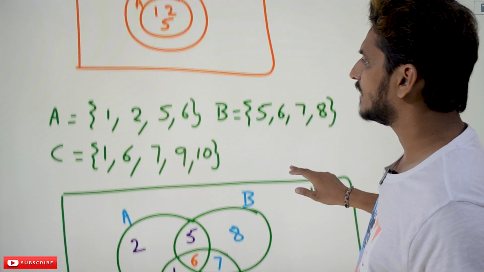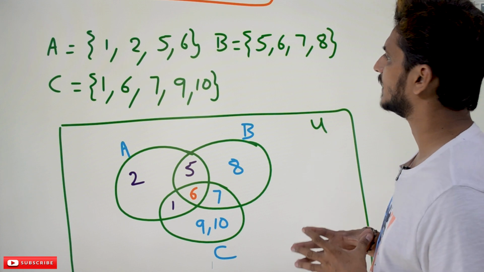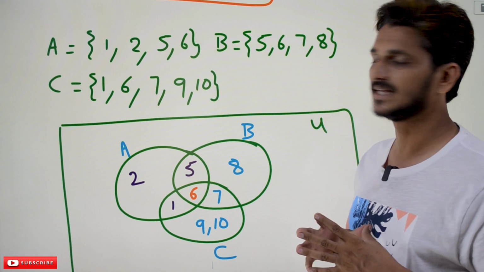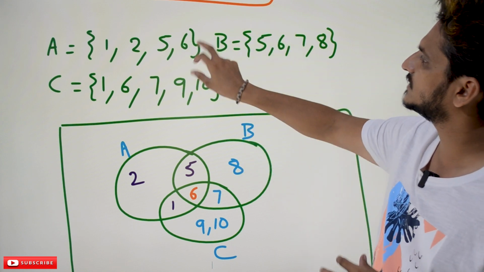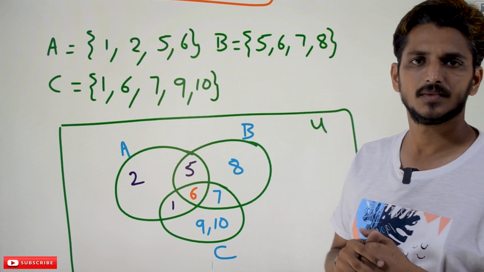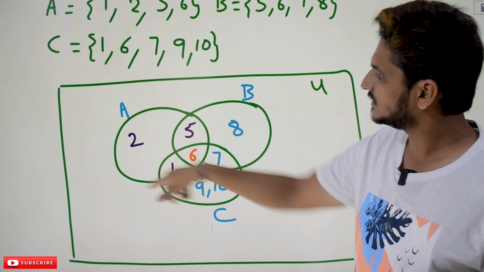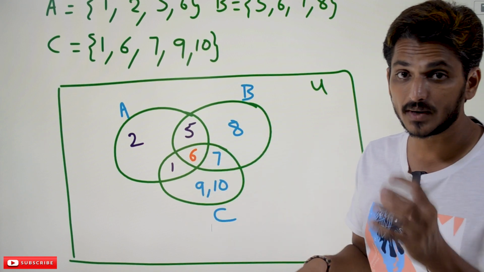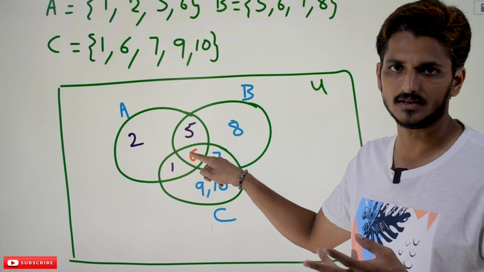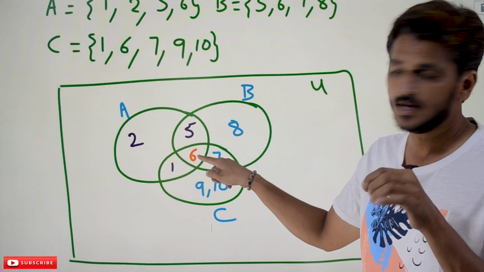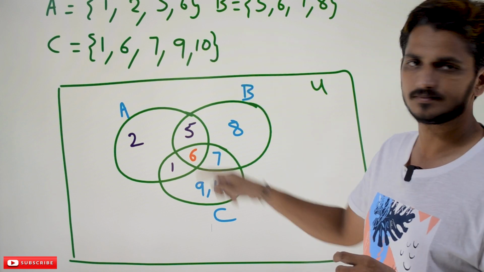Now coming to the next example, take three sets. A is equal to {1, 2, 5, 6}. B is equal to {5, 6, 7, 8}. C is equal to {1, 6, 7, 9, 10}. What's the common element that is present in all the sets? 6. If you have three sets, this is how we mention them: one set, second set and third set. This is the common space for all three sets. There you have to mention the common element, 6.